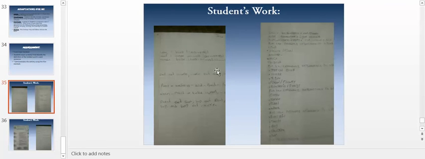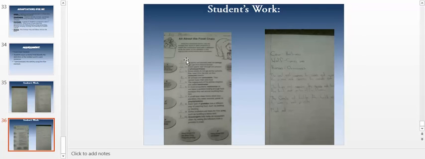These are some samples of students' work. It's their handout from the lesson, and also you can see the food chain handout that was part of the assessment, and some more of the students' work. That will round up the unit on animal survival.